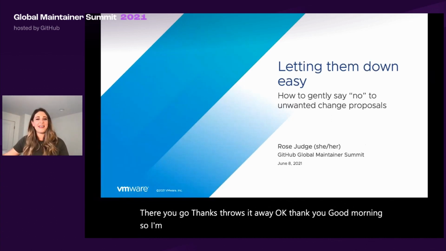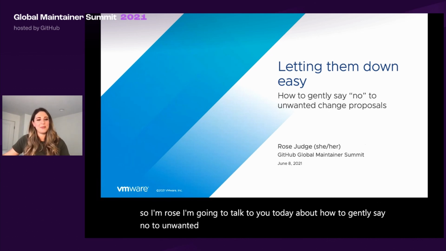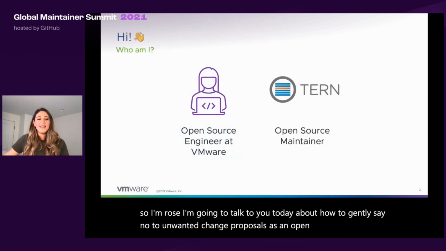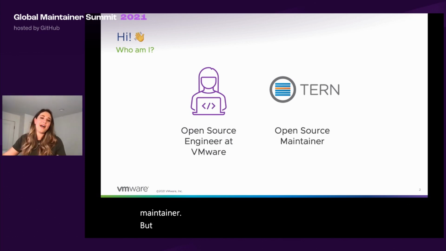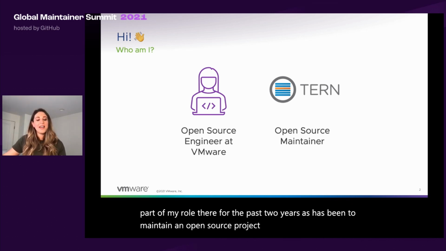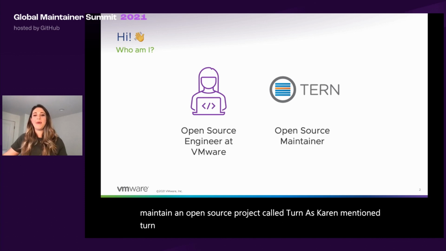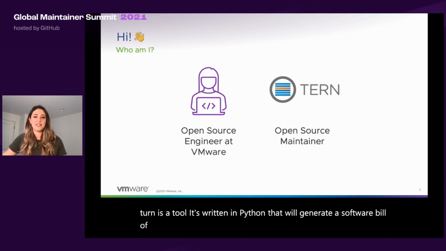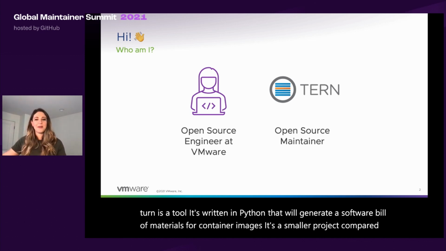I'm going to talk to you today about how to gently say no to unwanted change proposals as an open source maintainer. But first, who am I? I'm an open source engineer at VMware. Part of my role there for the past 2 years has been to maintain an open source project called Tern. As Kara mentioned, Tern is a tool written in Python that will generate a software bill of materials for container images. It's a smaller project compared to some of the projects you'll hear about today.